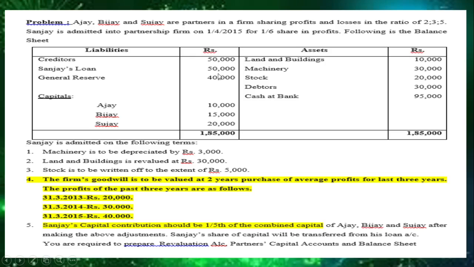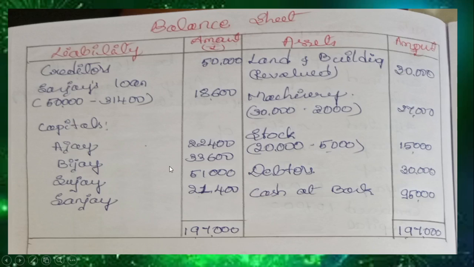Sanjay's loan account 50,000. Out of 50,000 rupees, they have transferred 31,400 rupees to the partners' capital account, so the remaining balance is 18,600. And in the case of capitals, Ajay, Vijay, Sujay, and Sanjay, which is given in the partners' capital account: 22,400, 33,600, 51,000, and 21,400. So the balance sheet tallies at 1,97,000.